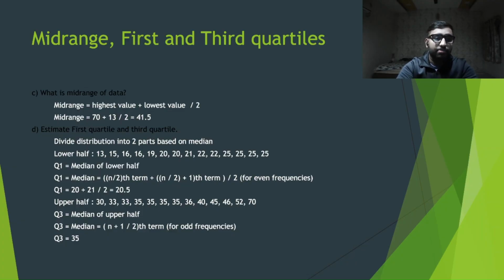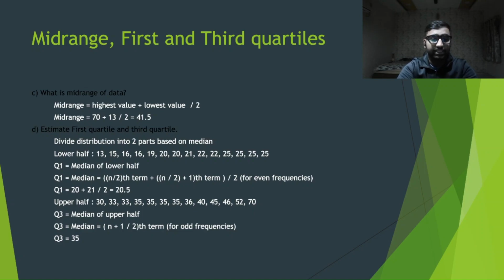Part D. Estimate first quartile and third quartile. So to calculate the first and third quartiles, we are going to divide the distribution into two parts based on the median. The lower half would contain 14 elements, including median, starting from the lowest value 13 to the median 25. The first quartile would be median of this lower half. So median of these 14 values would be our first quartile.